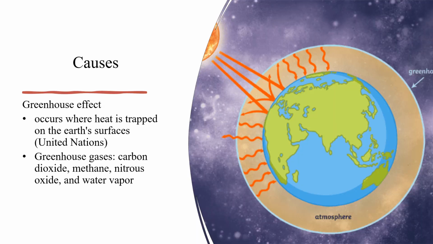Let us start with the major cause. What is the greenhouse effect and its causes? According to the Natural Resources Defense Council, the greenhouse effect is the process that occurs in the environment where the heat in the atmosphere is trapped on the Earth's surface due to the emission of greenhouse gases, which are carbon dioxide, methane, nitrous oxide, and water vapor.